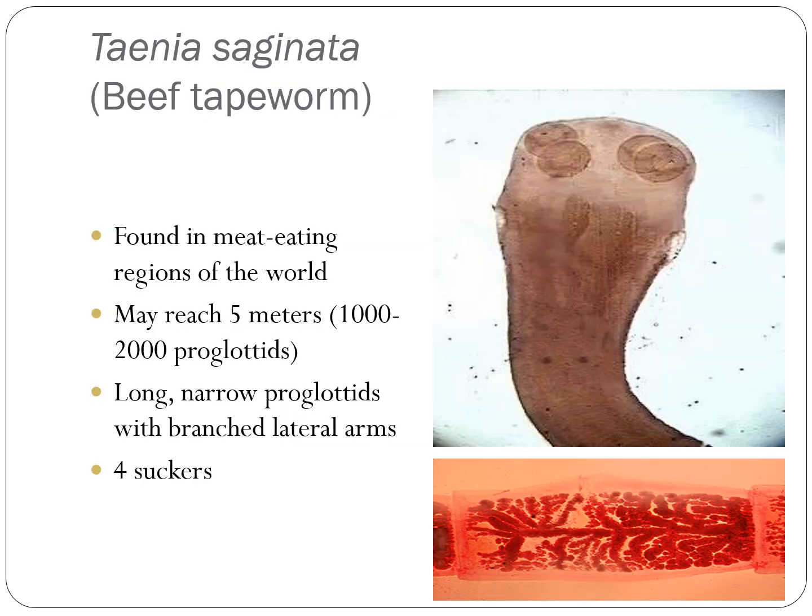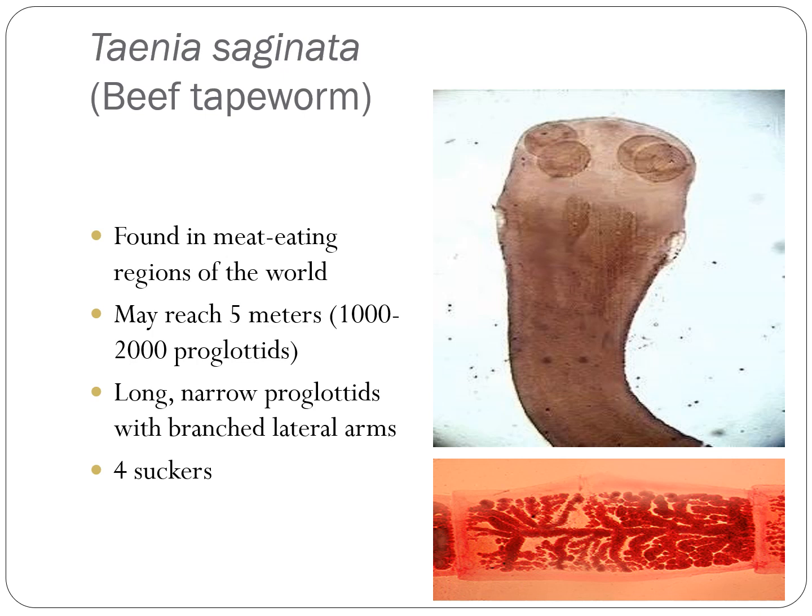Let's go ahead and first talk about Taenia saginata, which is the beef tapeworm. You can see that it has suckers only in its scolex. Okay, this particular tapeworm is found in meat-eating regions of the world, and it may get very long at 5 meters. Usually within that 5 meters, there's about 1,000 to 2,000 proglottids. The proglottids are long and narrow and have branching lateral arms. They usually have greater than 15 uterine branches per proglottid. And on the scolex, they have 4 suckers.